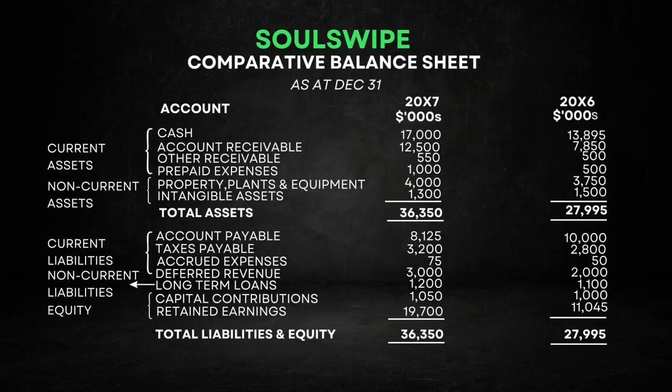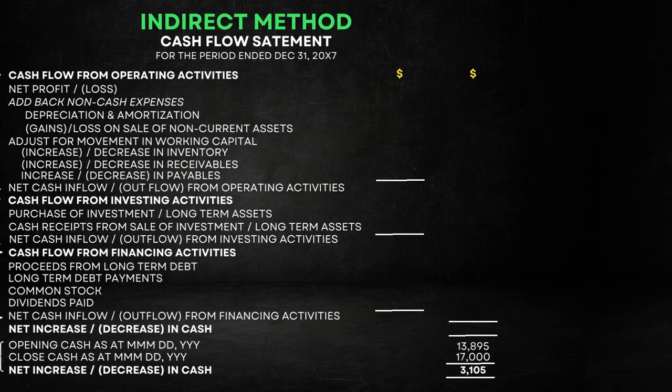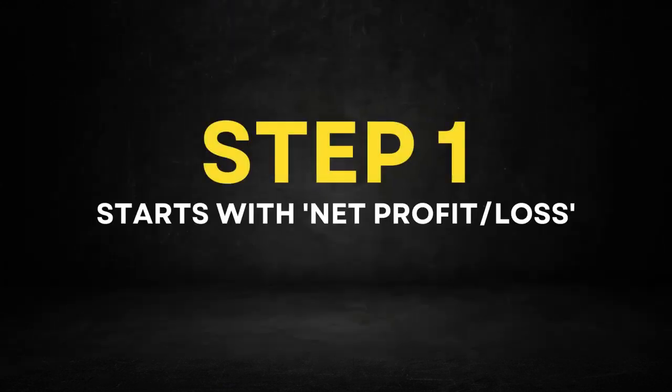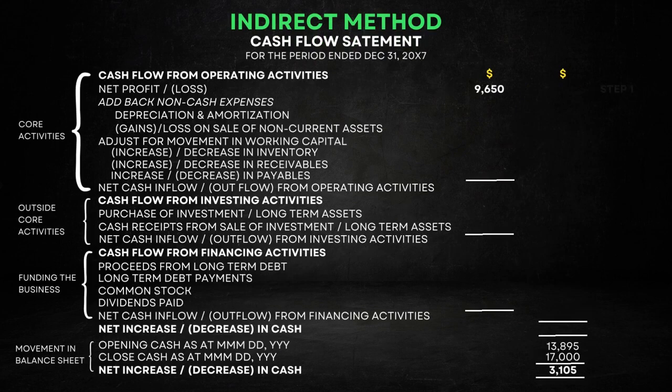To begin, we analyze SoulSwipe's comparative balance sheet, which reveals that their cash increased from $13,895,000 at the end of the previous year to $17 million at the end of the current year. This represents a net increase in cash of $3,105,000. To determine the cash flow from operating activities, we start with SoulSwipe's net profit of $9,650,000 obtained from the income statement.